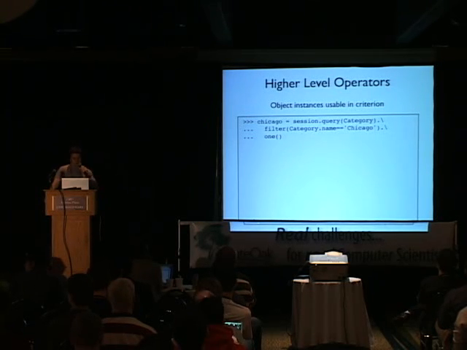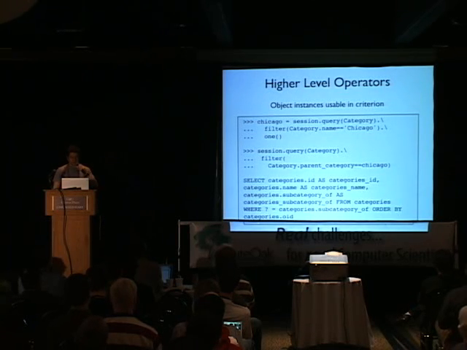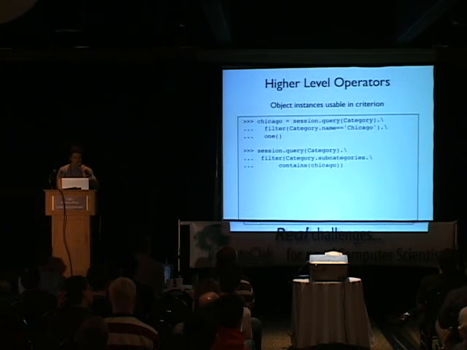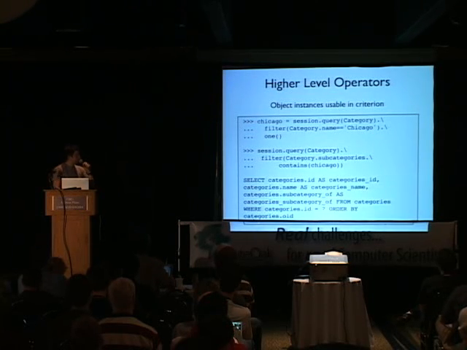We load one node with the name of Chicago. We want to find categories whose parent category is Chicago. We can just compare using the object itself. We don't have to worry about the foreign key identifier being stuck in there or anything like that. You get a straightforward SQL statement that knows what to do. Same way in the other direction, category who has Chicago as one of its subcategories, and you get that.